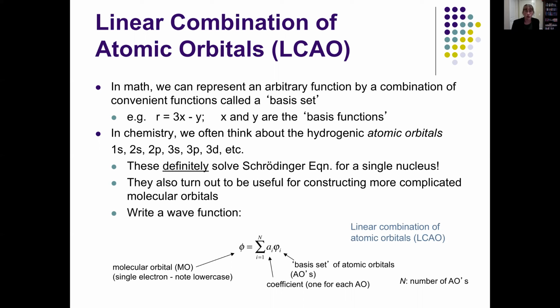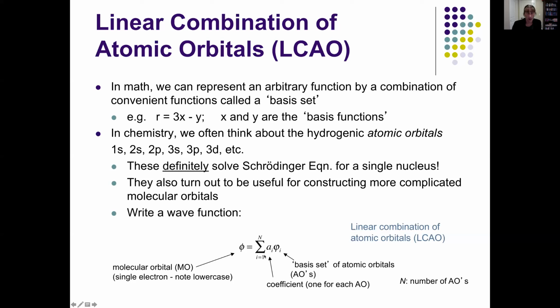In our case, we're going to think about hydrogen-like atomic orbitals as our basis set. We know these are pretty good for a single atom. They can be used to solve the Schrodinger equation, for example, for hydrogen. But it turns out we can then use them to construct molecular orbitals. So a linear combination of atomic orbitals is how we're going to write the wave functions for our molecular orbitals. We'll take our molecular orbital, call it phi.